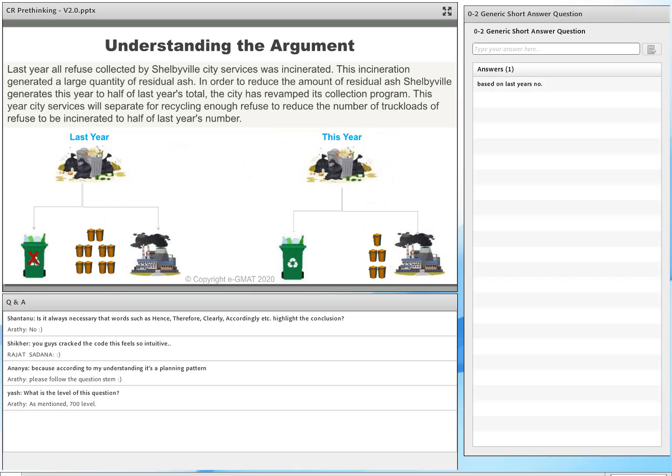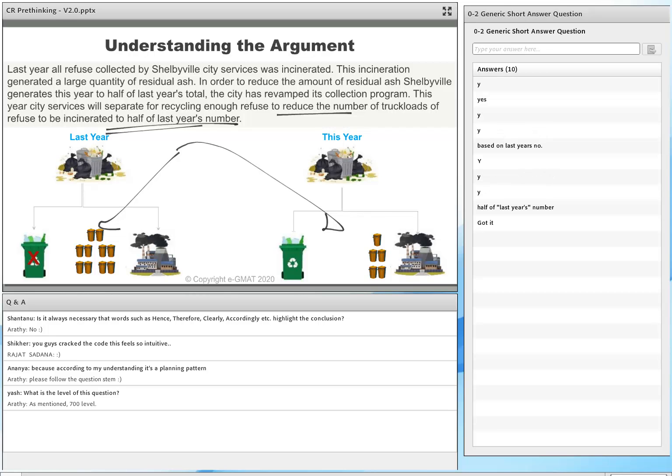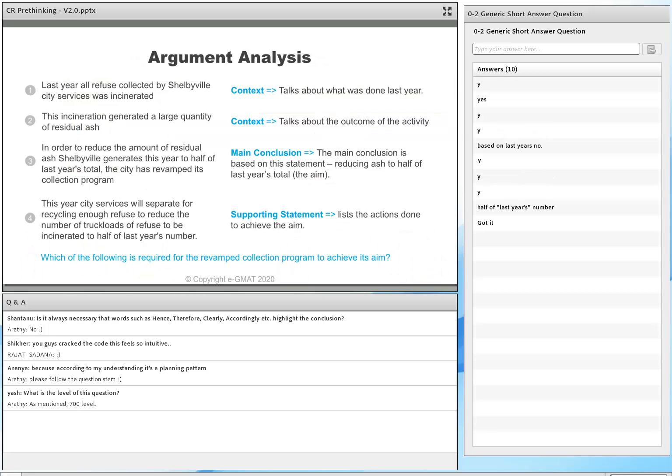Okay. This year, city services will separate for recycling enough refuse to reduce the number of truckloads to be incinerated to half of last year's number. What they're saying is, regardless of how much garbage you collect, I'm only going to send half as many trucks as I did last year. Can you guys see that? Those of you who chose 50? Regardless of how much garbage I collect. If I sent 10 last year, this is going to be 5. Even if I collect 100 trucks worth of refuse.